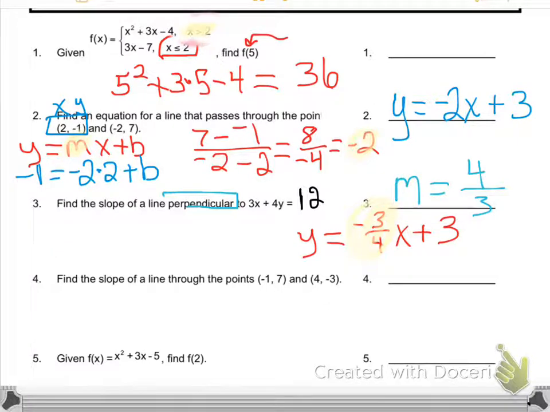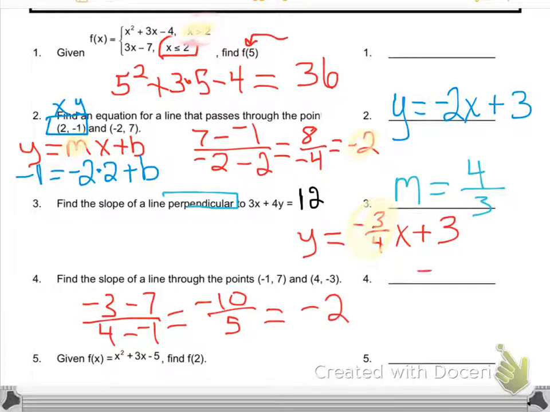Okay, number 4. Find the slope of the line through these points. That's simply y2 minus y1 over x2 minus x1. Be careful of the minus and a negative there. You do need both. You get negative 10 over 5, and you should reduce it, and you get negative 2.